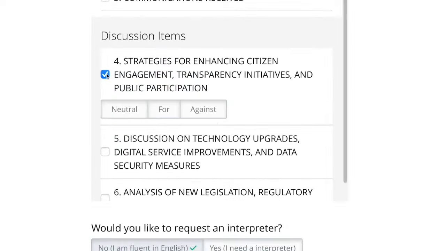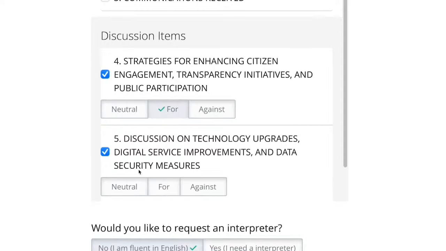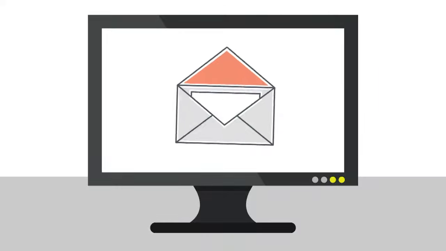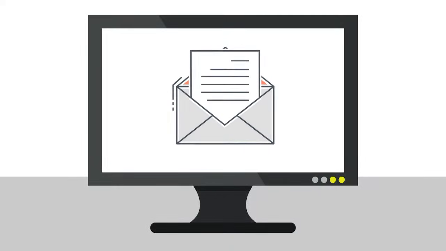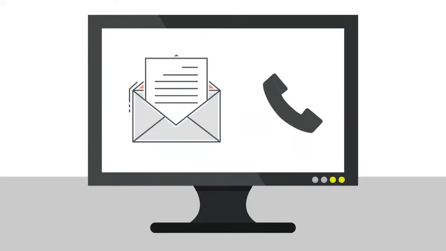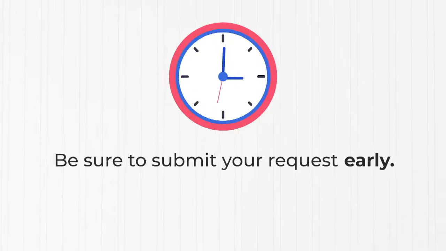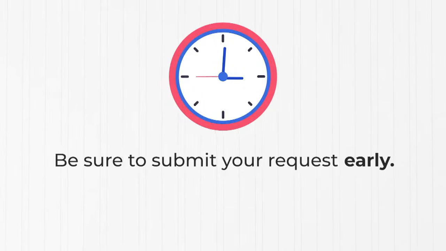After that, just check off the agenda items you want to talk about and let them know you're for, against, or neutral on them. Hit register and you're good to go. A confirmation email will land in your inbox to wrap it up. If you're speaking by phone, the email will include the instructions for how to dial in. Be sure to submit your request early. Once public comment begins on the agenda item, we can't take any more requests to speak. And if you have documents, hand them to the deputy clerk when it's your turn to speak at the podium.